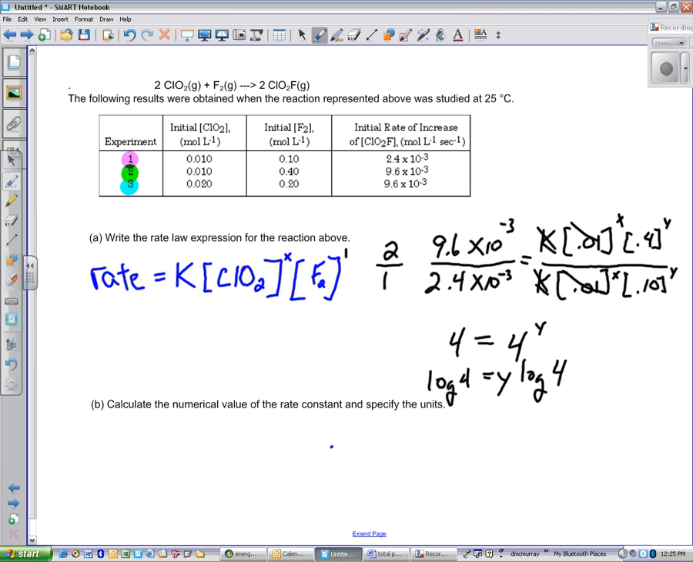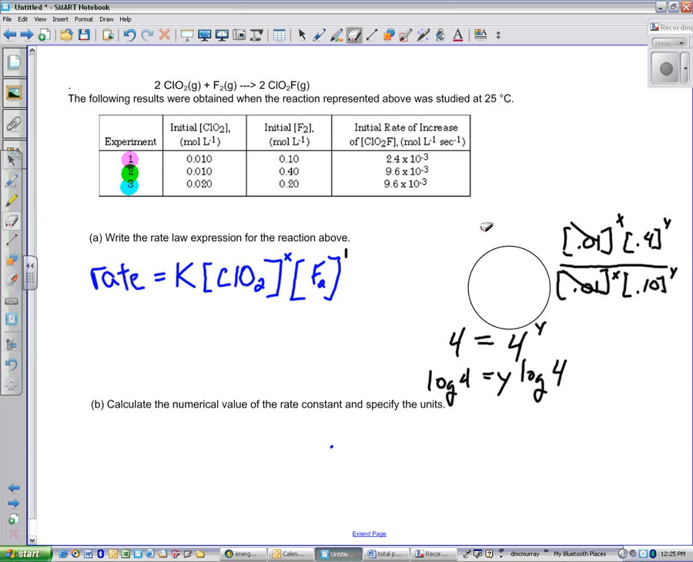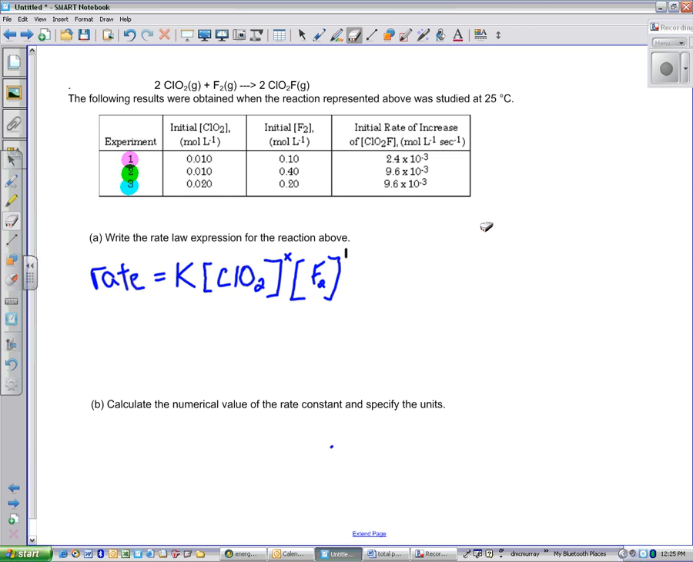Now I can do something similar, and I'm going to for the x. However, I can't compare experiments 1 and 2. I need to compare experiments either 2 and 3 or 1 and 3. And I'm going to choose 1 and 3. I'm going to erase what I have here so I have some space. And now let's compare experiments 1 and 3. And I'm going to divide 3 by 1.